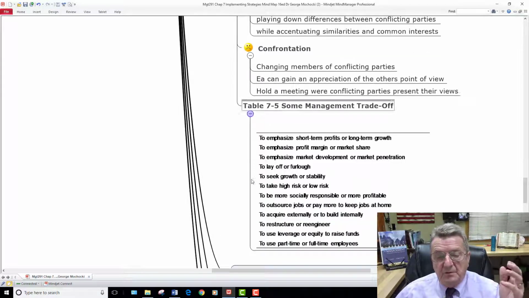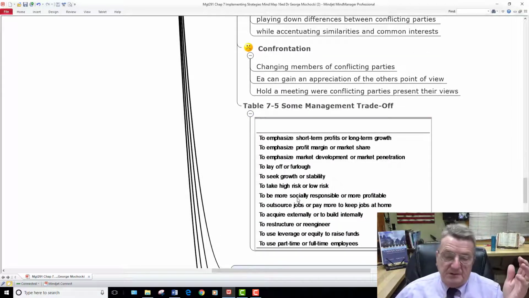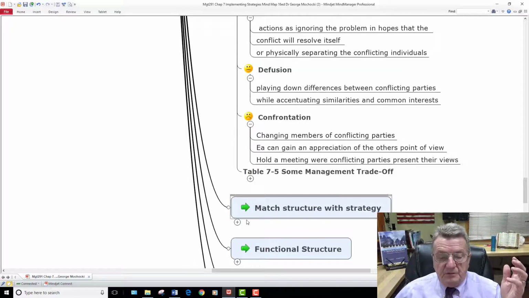Okay, and here's some trade-offs. Just a table, layoffs, and so on. All right, we discussed that in class. Not going to go too much into it.